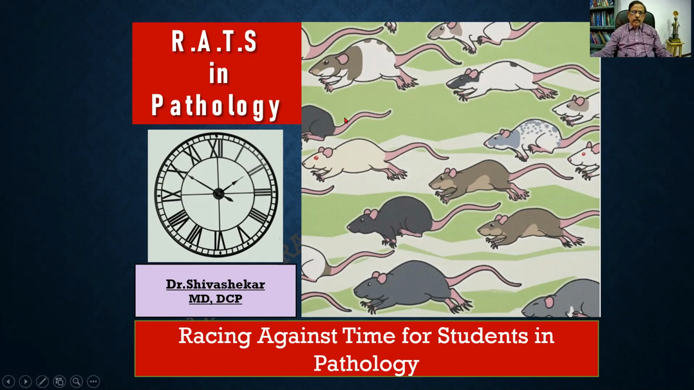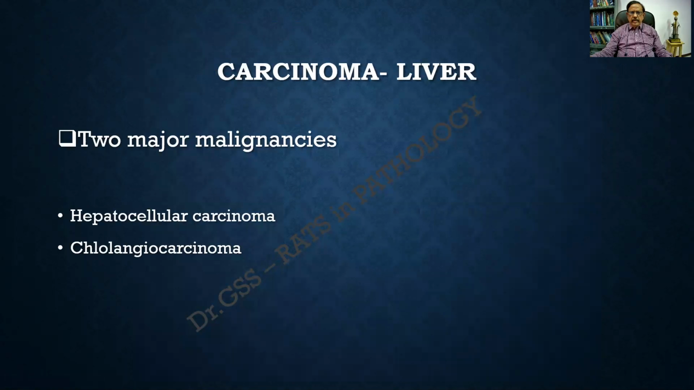Dear students, over the next 15 to 20 minutes, I shall be covering an important topic which shall be an essay or a long short note. Carcinoma of the liver. Whenever I mention the word carcinoma, for undergraduate students, there are two major malignancies. One is hepatocellular carcinoma and two is cholangiocarcinoma. Remember these two fundamentally: hepatocellular carcinoma and cholangiocarcinoma.